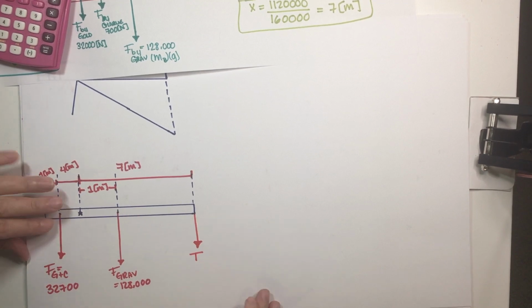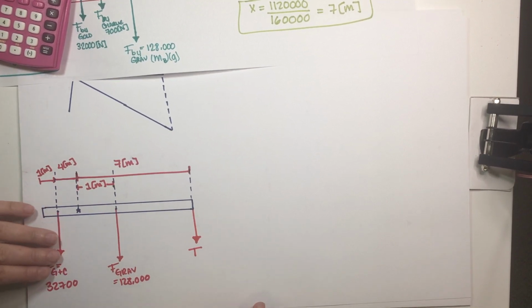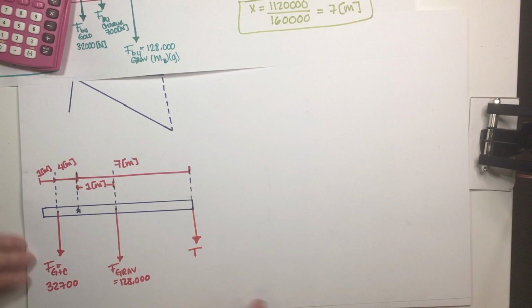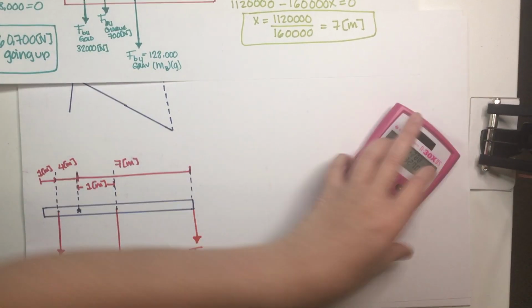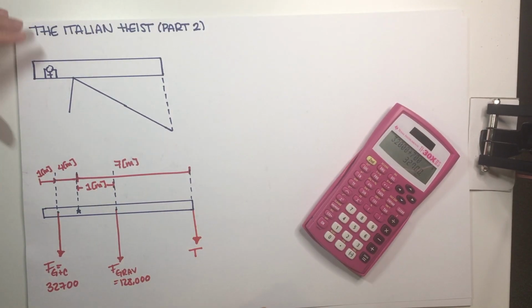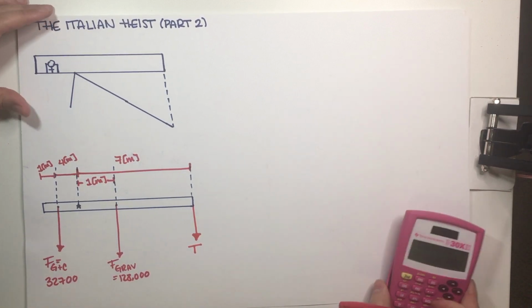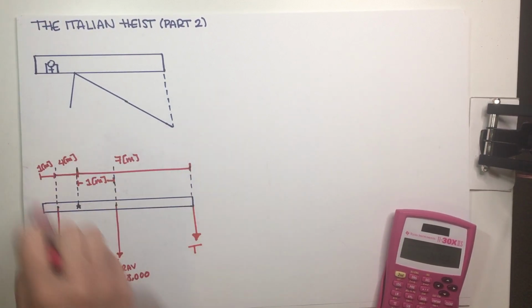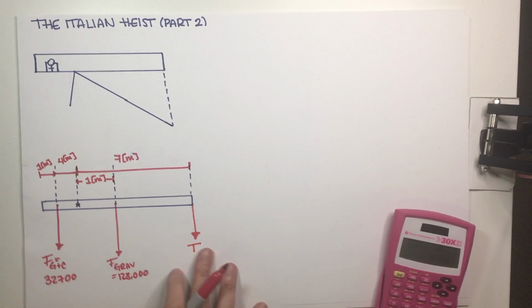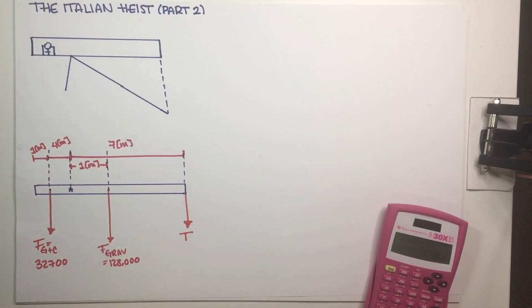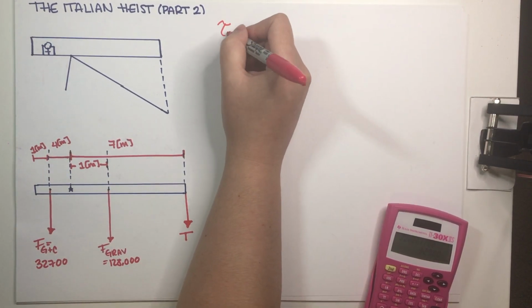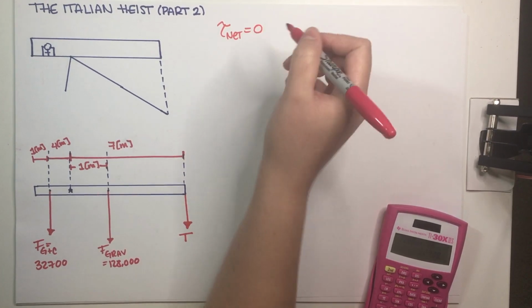Let's just call it T, tension force. So basically we just need to balance our torques again, and that's going to be it, right? Yep. Charlie doesn't want this thing to move, which means that essentially what he wants in terms of physics is that the net torque has to be equal to 0.